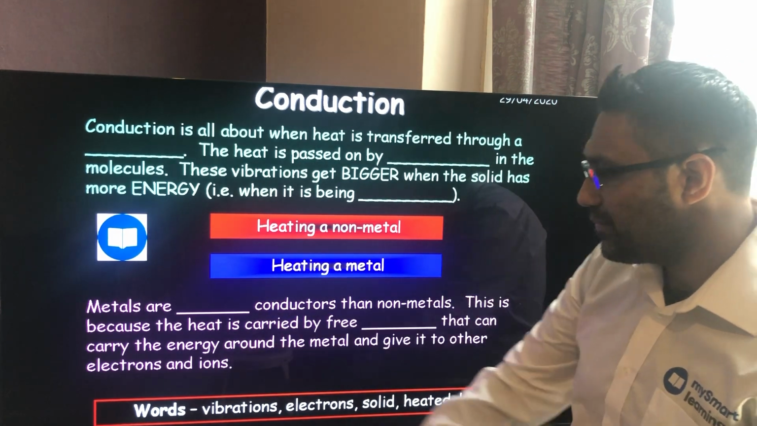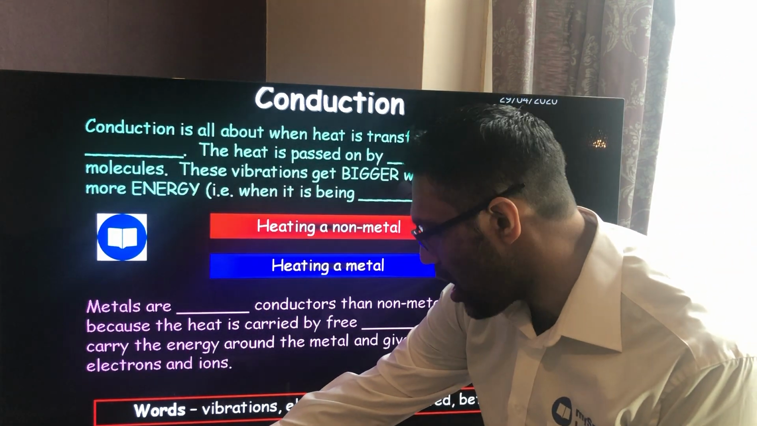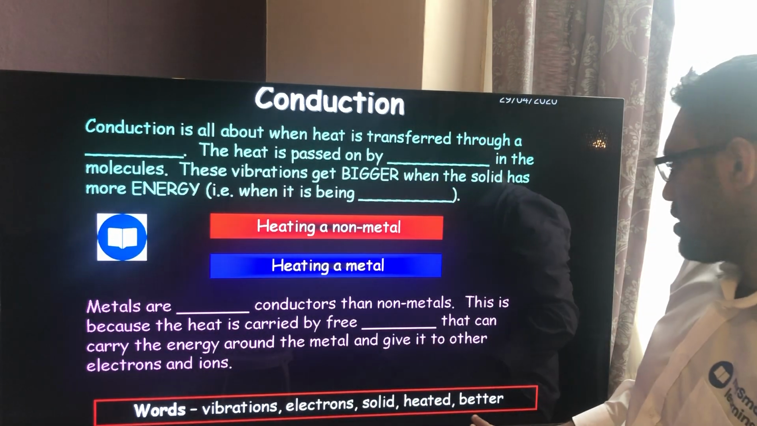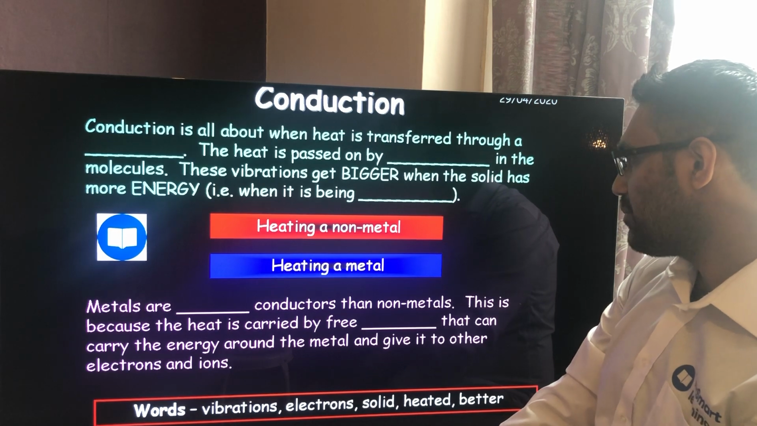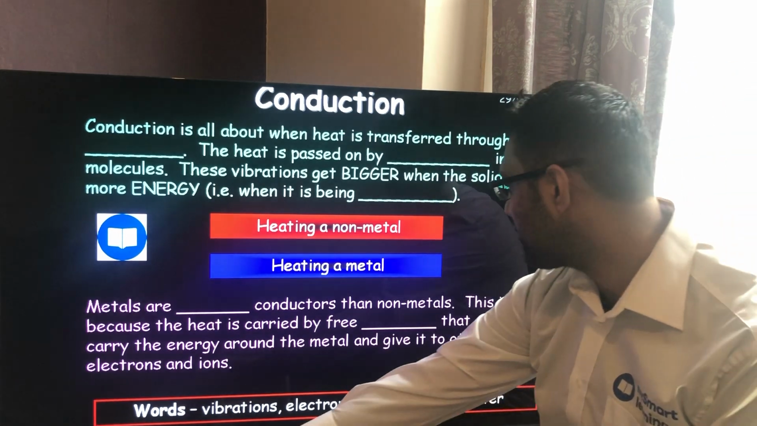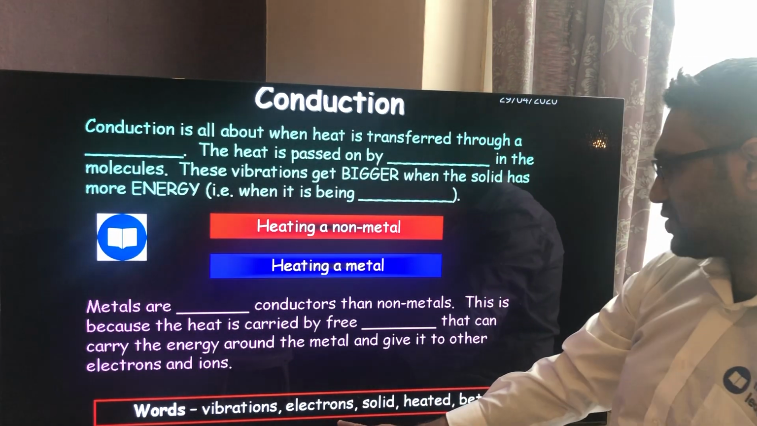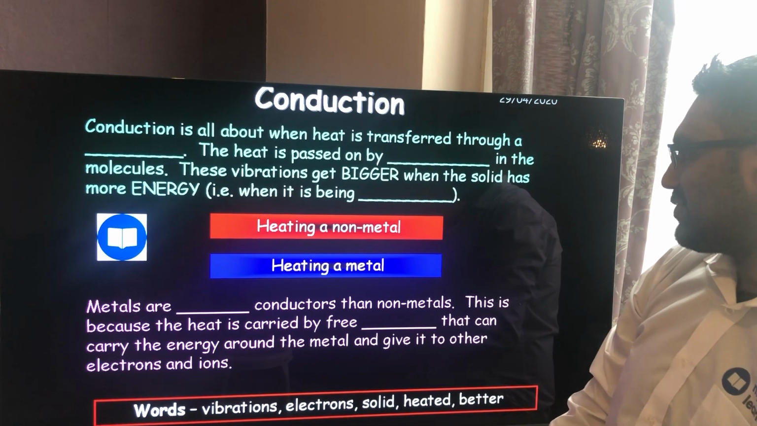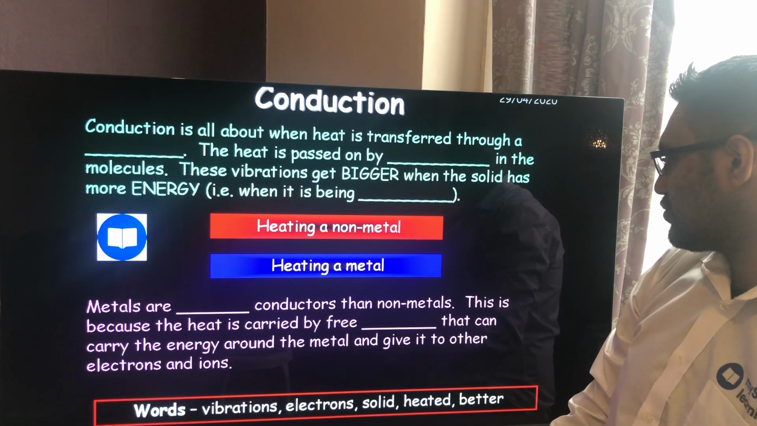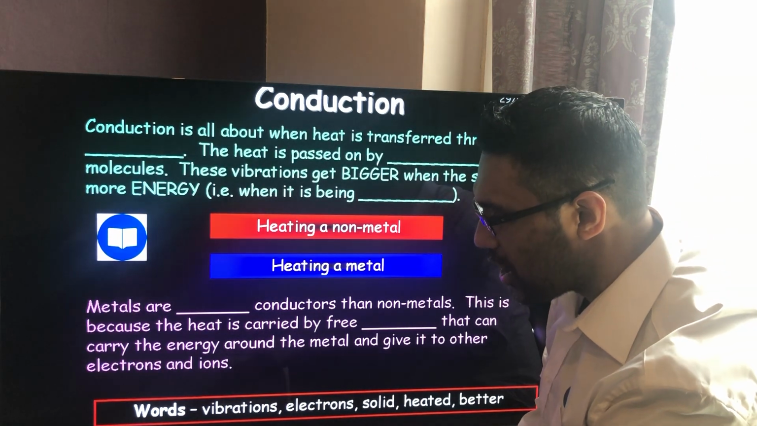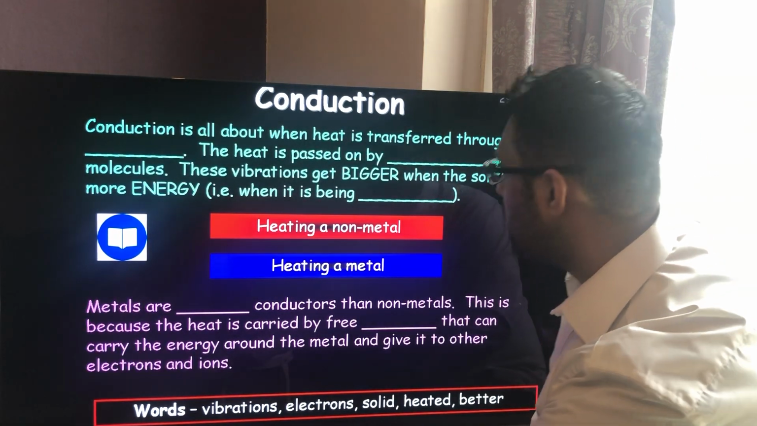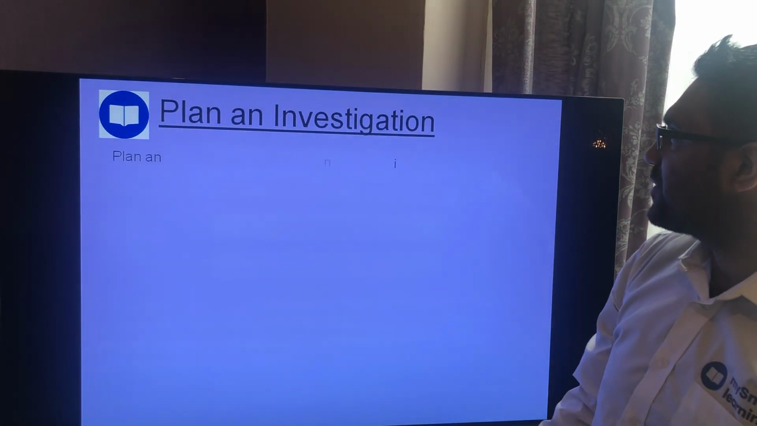And then the next one, we've got metals are better conductors than non-metals because the heat is carried by free electrons that can carry the energy around the metal and give it to other electrons and ions. So we're going to go into the explanations behind that.